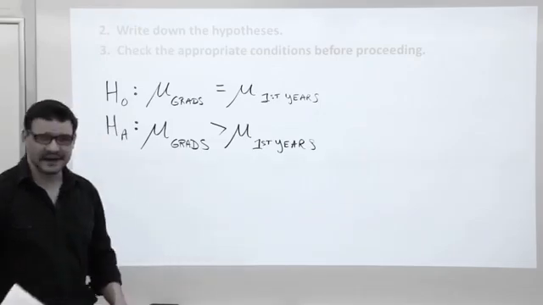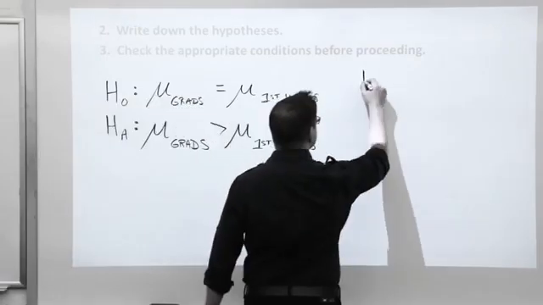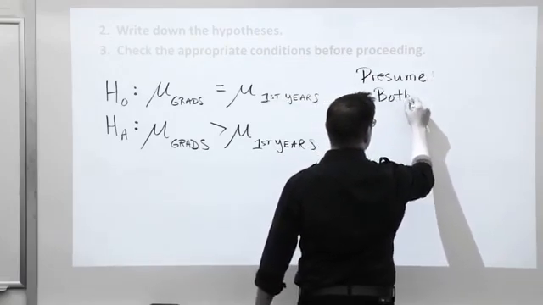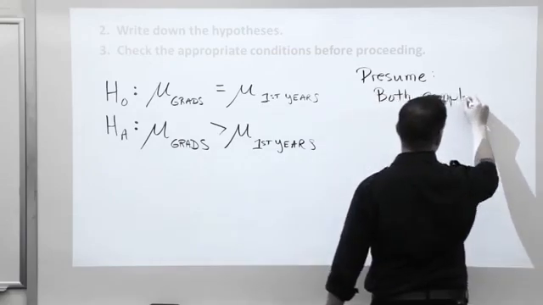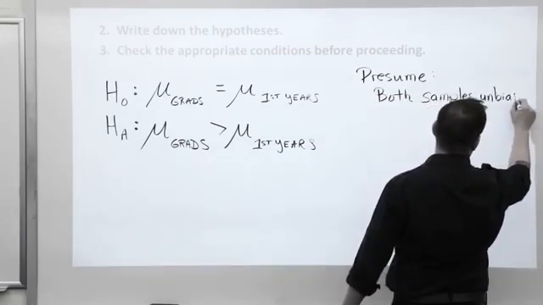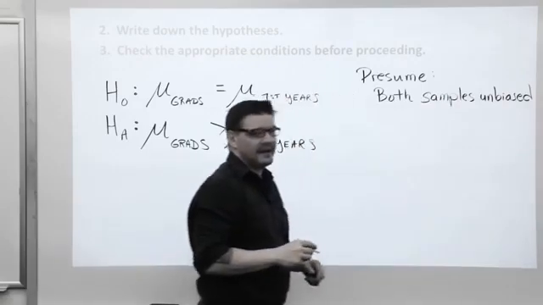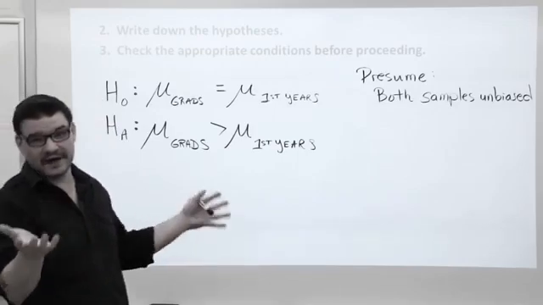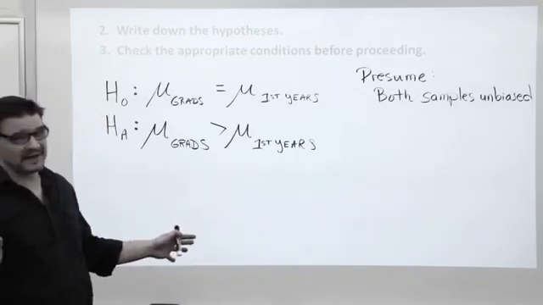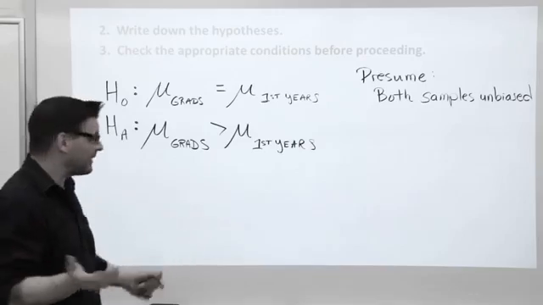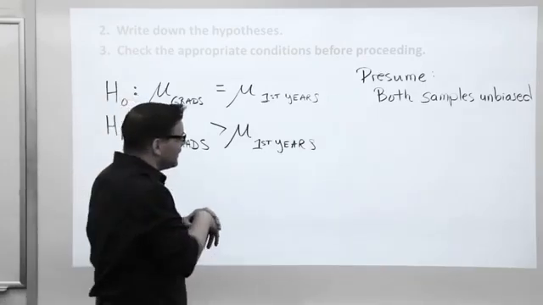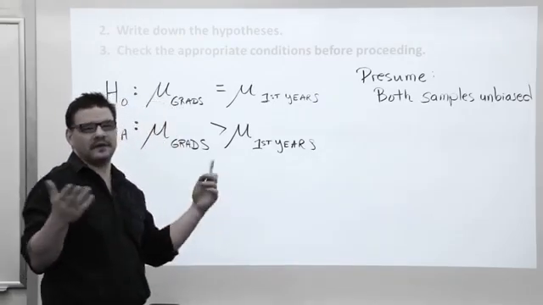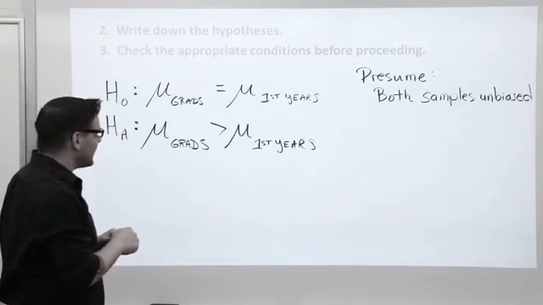Check the conditions. Let's think what we need. Have to presume, both samples unbiased. In other words, we didn't take the 66 smartest students and use them as our sample for the graduates. Clearly that would bias the results and we wouldn't be able to conclude anything about the CCLA test. We can't presume that our incomers are our worst students or the honors class. They have to be unbiased samples.